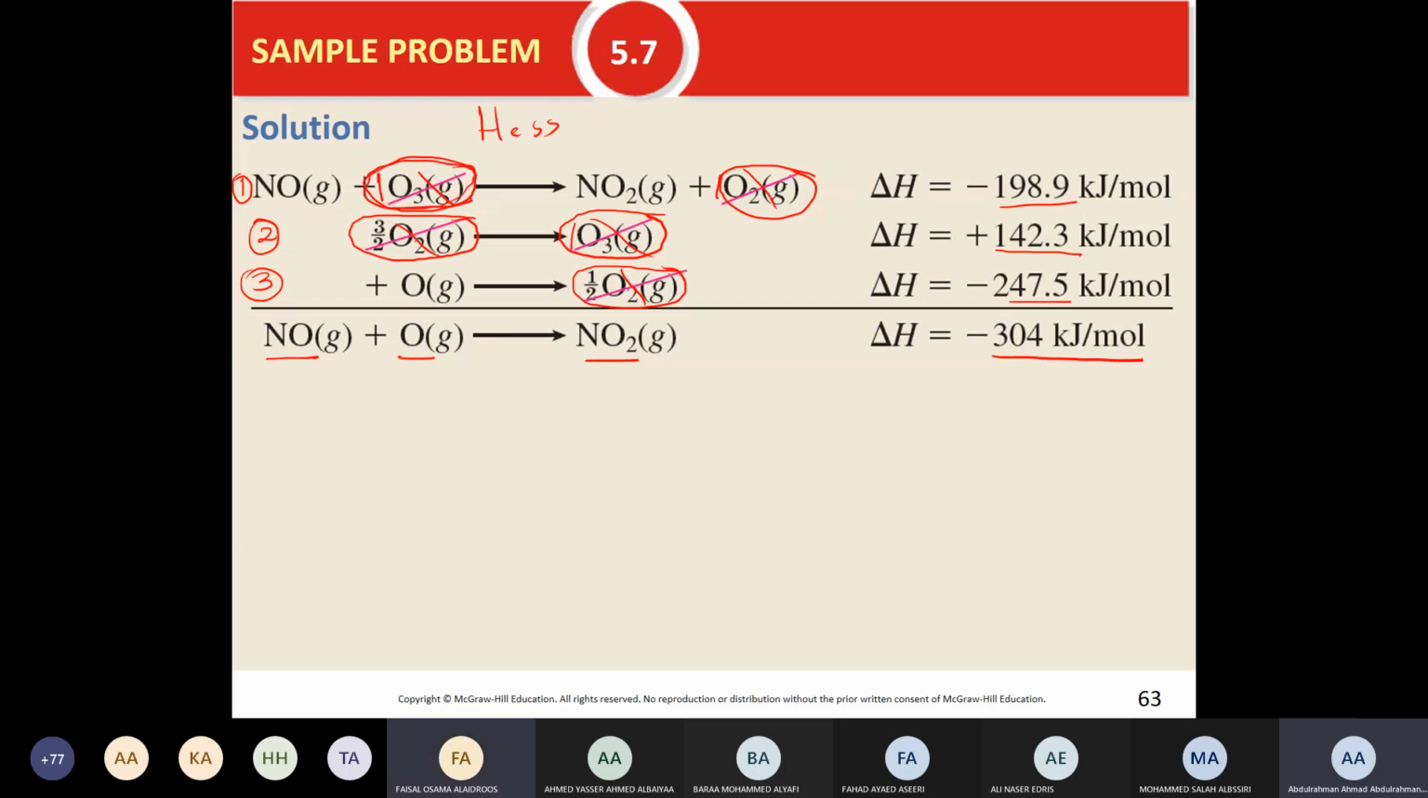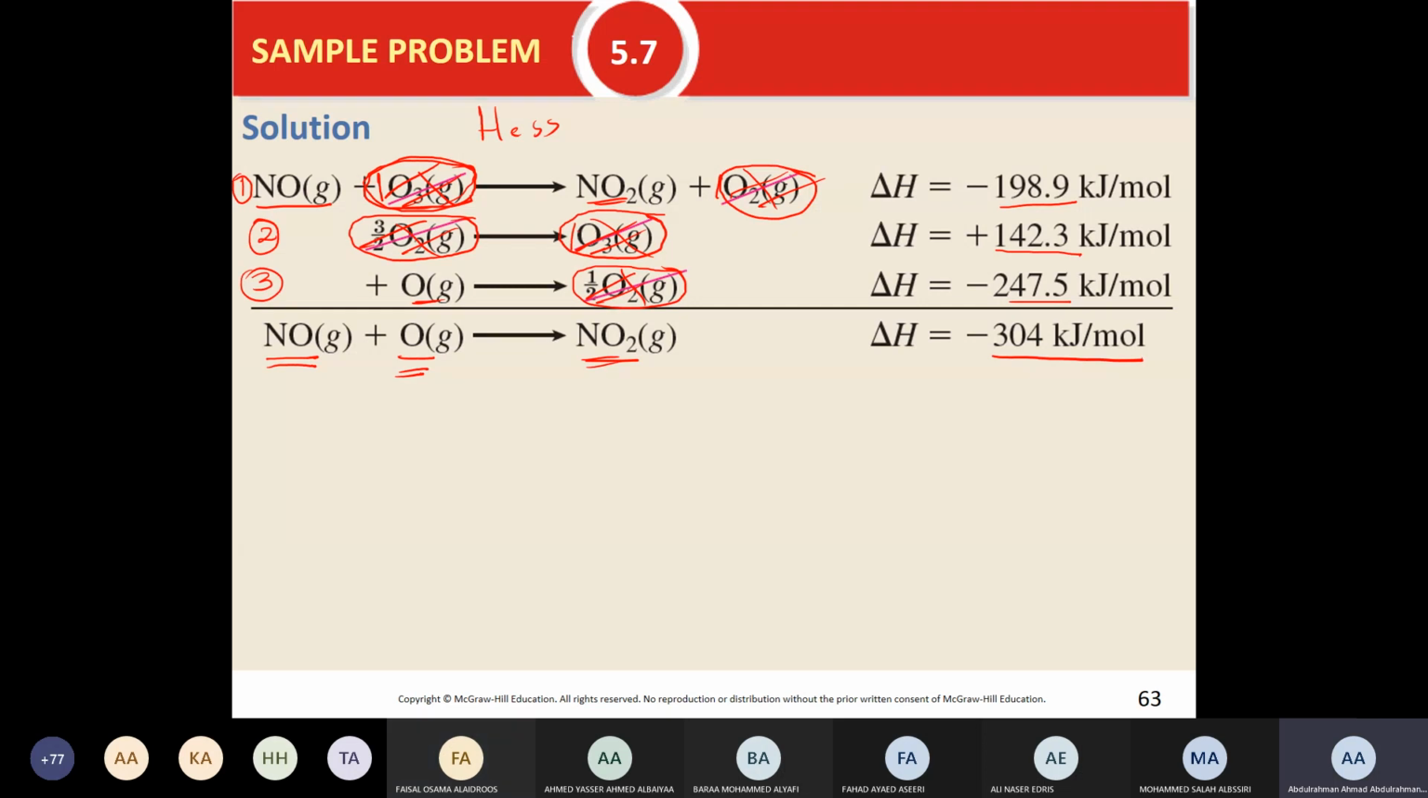There was one, we cancel it with this one, regardless of the other things. And the oxygen O2 here, 3/2, and we have here 1 and half here. We add them together to make them cancel with each other. Now, NO is left, not cancelled, so we put it as it is. O is left, we put it down as it is. NO2 is left, we put it down as it is.